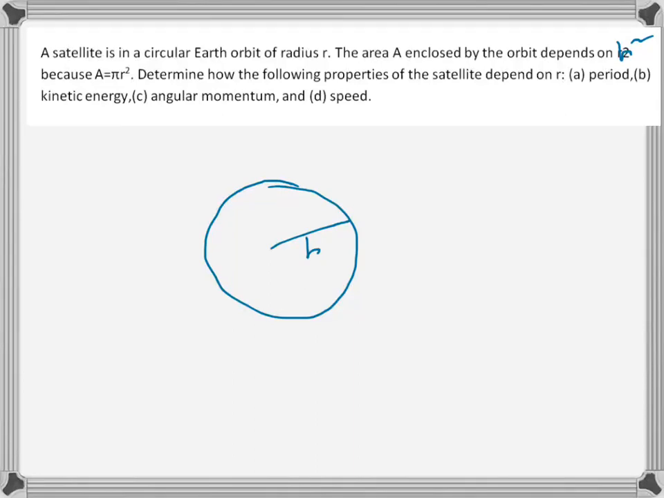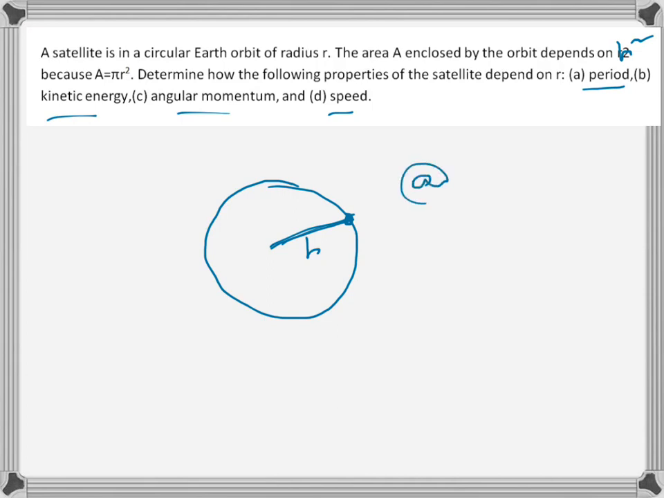So the problem says that a satellite is in a circular orbit of radius r. So if the satellite is here, the orbit's radius is r, and the area enclosed by that is A equal to pi r squared. And we need to determine how these things are related to r. Number one is period, then kinetic energy, angular momentum, and speed.